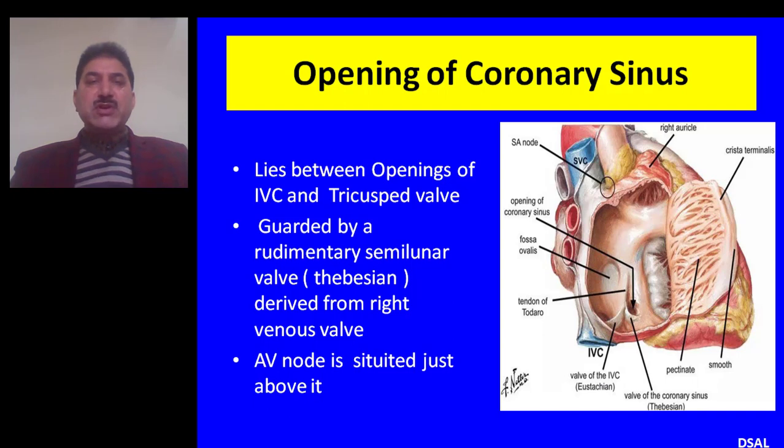This opening is also guarded by a rudimentary semilunar valve. This valve is called Thebesian valve and is derived from right venous valve. AV node is situated just above this valve in the triangle of Koch.